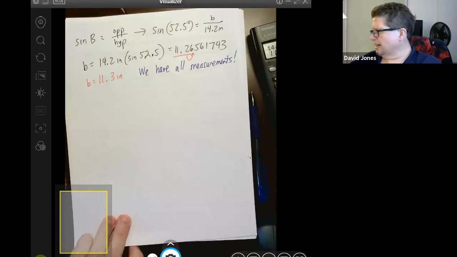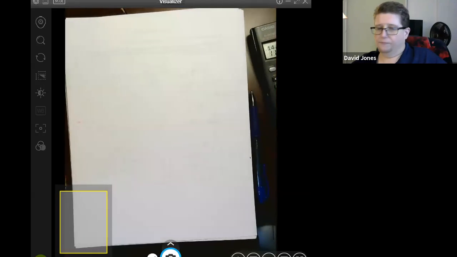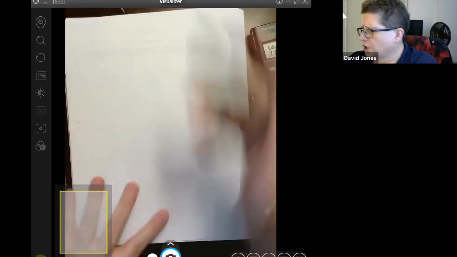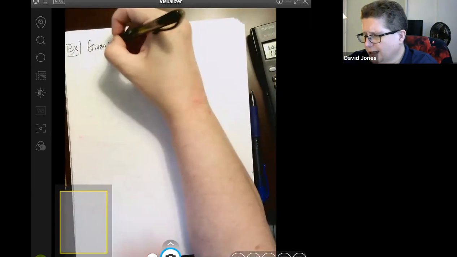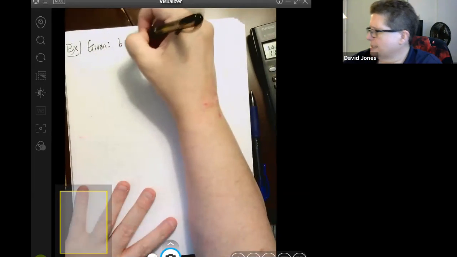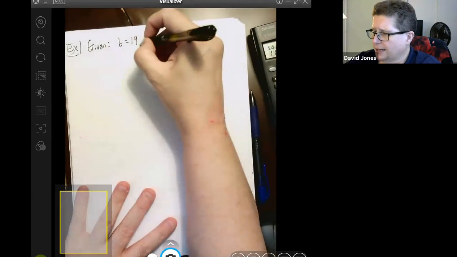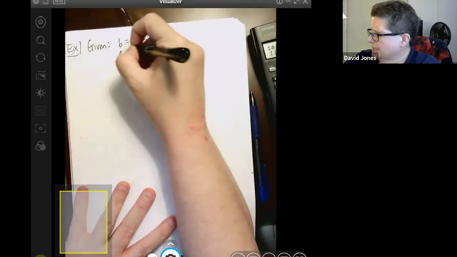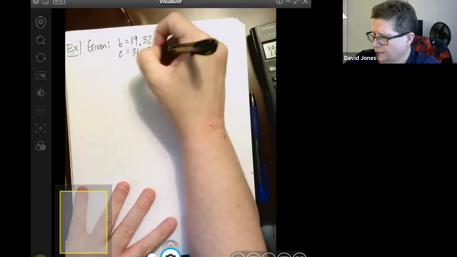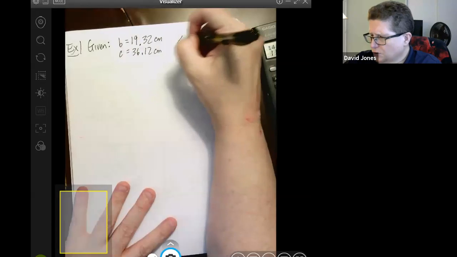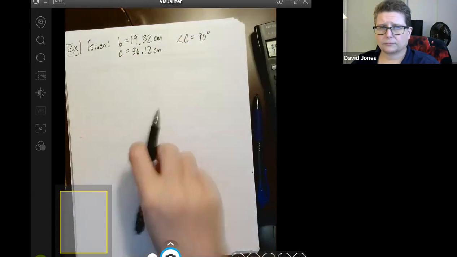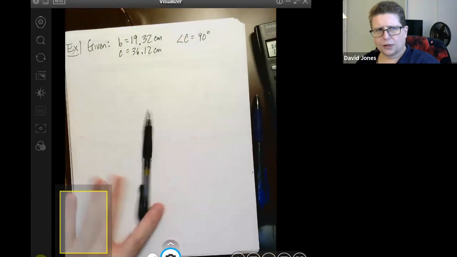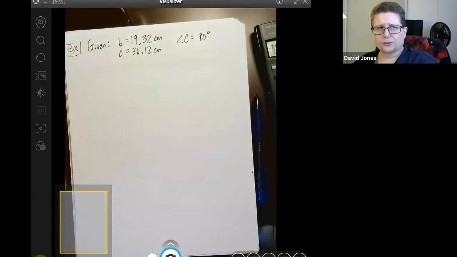Let me give you guys one to try. So for your example, I just want you to pause it and work through it. You are given side B equals 19.32 centimeters. Side C is 36.12 centimeters. And angle C is a right angle, it's 90 degrees. All right. Pause it. Try to work through this. Find side A and angles A and B.